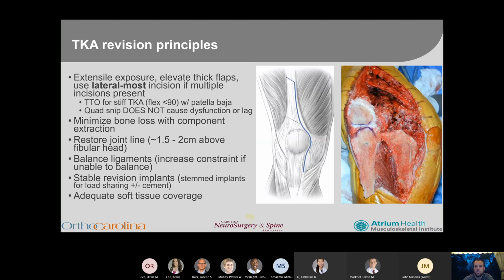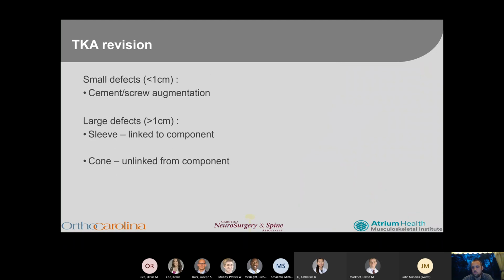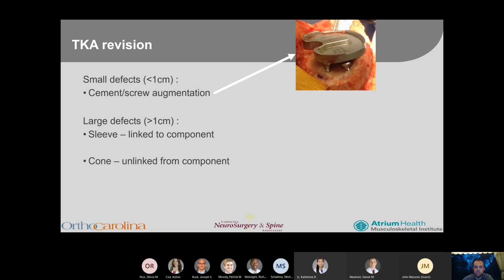TTOs will sometimes come up in the context of patella baja. And then, similar to any other total knee, you're going to balance ligaments and then try and get the least constrained implant possible. When it comes to bony defects, for small defects, you can use a screw with cement. Here you see the screws before cement is put in place, but that's really only useful for relatively small, less than a centimeter defects.